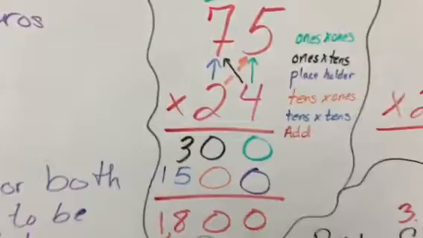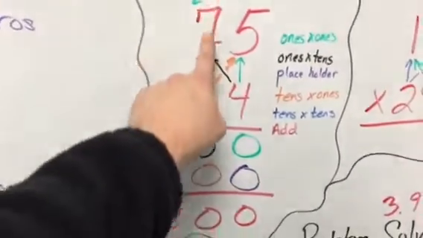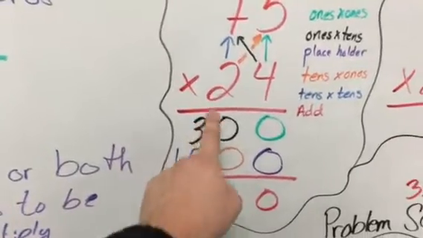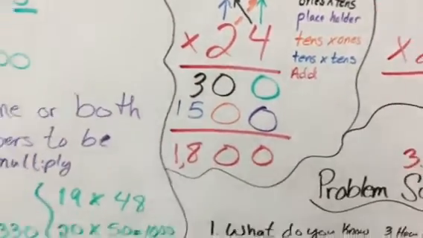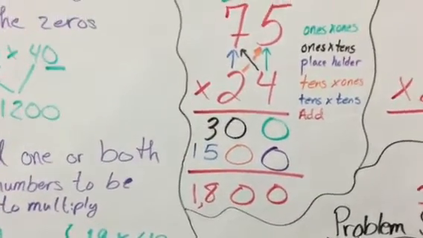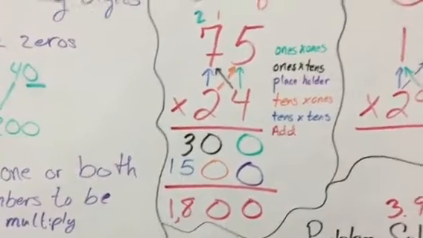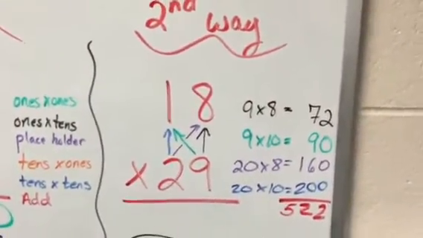Notice in here, I kept all my ones in this column. All my 10s are in here. Hundreds are here. Thousands are there. And nothing moves over into a different place value. It's really a lot easier if you keep everything lined up. Now the second way is the same thing, but you just do it a little bit differently.